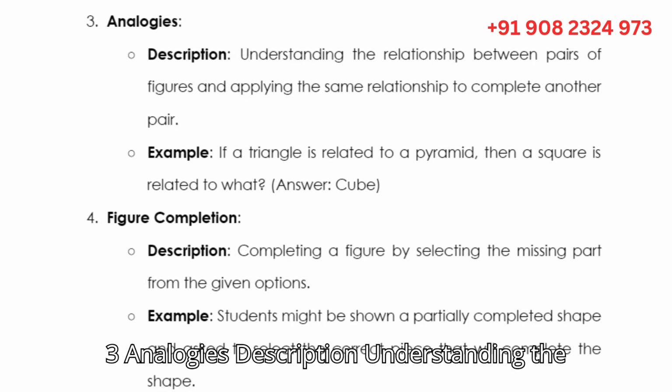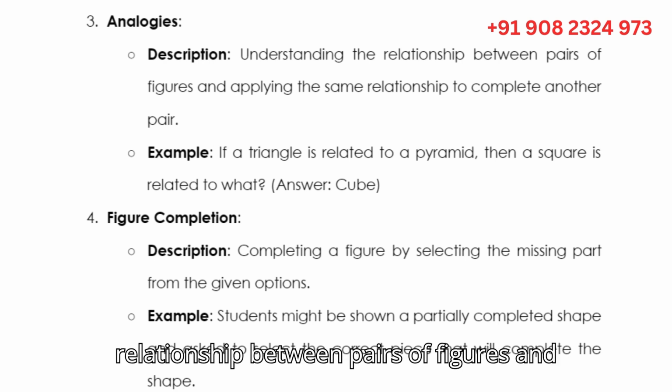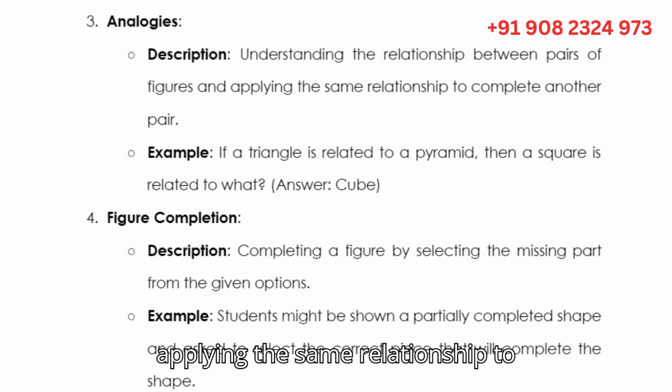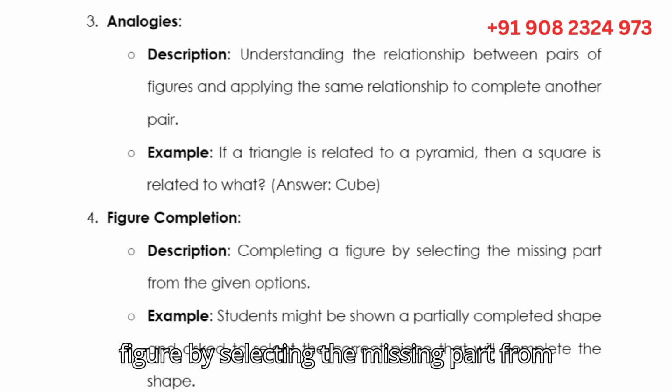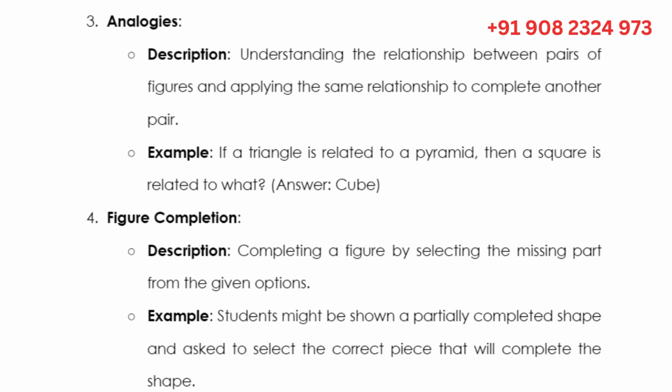3. Analogies. Description: understanding the relationship between pairs of figures and applying the same relationship to complete another pair. Example: if a triangle is related to a pyramid, then a square is related to what? Answer: cube. 4. Figure completion. Description: completing a figure by selecting the missing part from the given options.